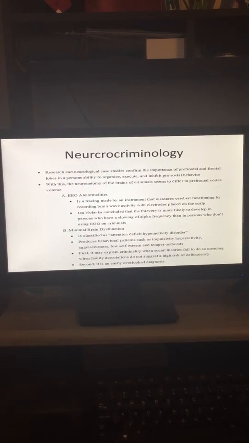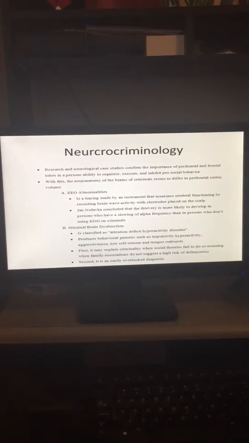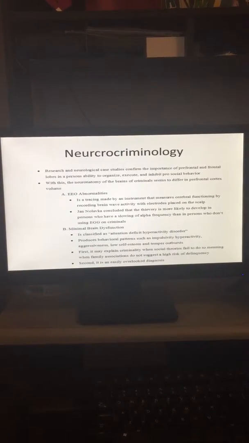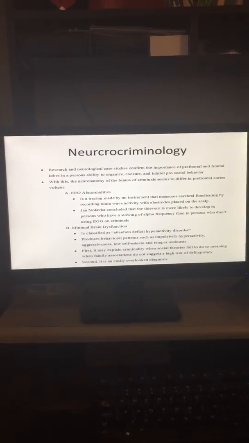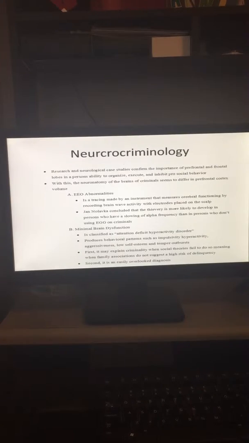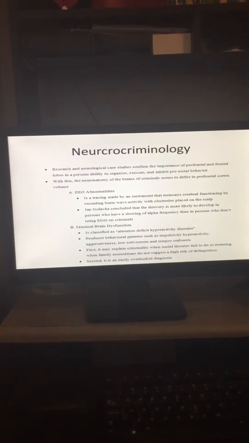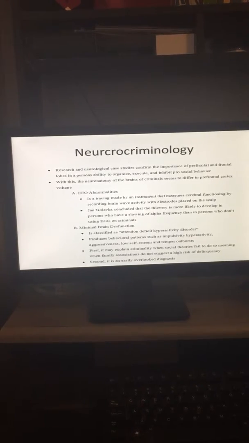EEG abnormalities. An EEG is a tracing made by an instrument that measures cerebral functioning by recording brainwave activity with electrodes placed on the scalp. Jan Volavka concluded that criminality is more likely to develop in persons who have a slowing of alpha frequency than in persons who do not, using EEG on criminals.